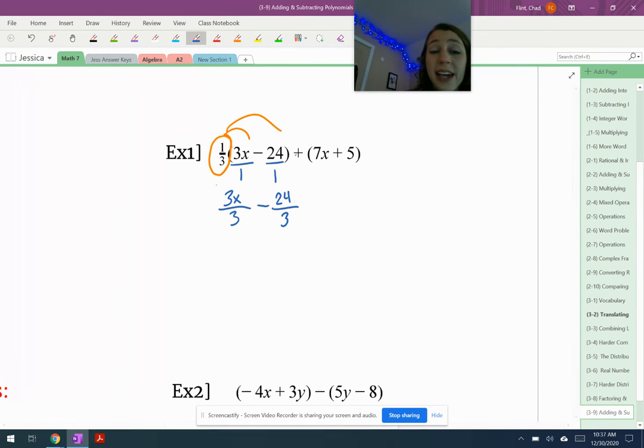So 3x divided by 3, those 3's divide out. 3 divided by 3 is 1. So that leaves me with 1x minus 24 divided by 3 is 8, because 8 times 3 is 24.